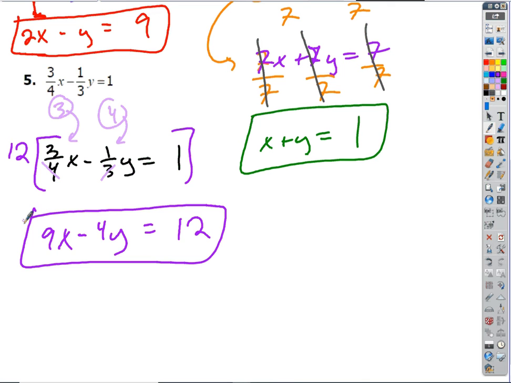We followed all the rules. Okay, greatest common factor is 1. They're all integers, A, B, and C, and A is greater than 1.